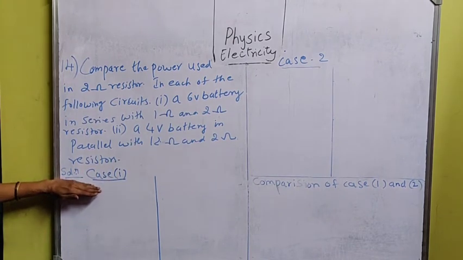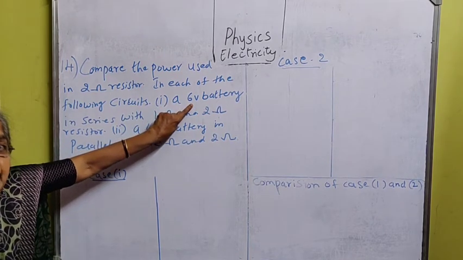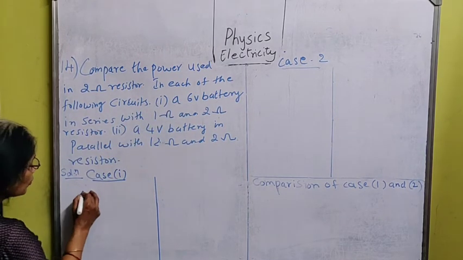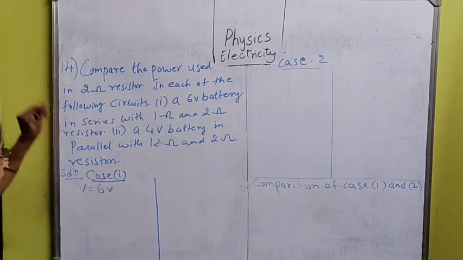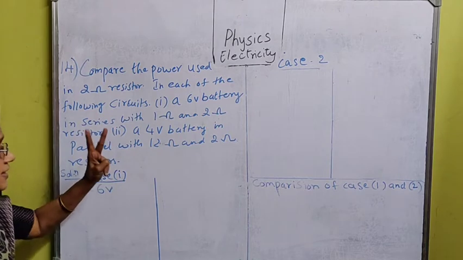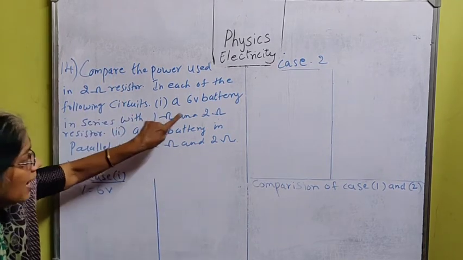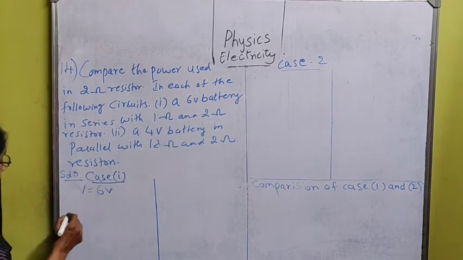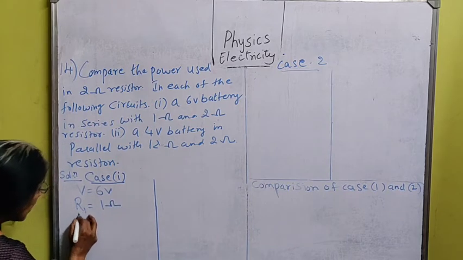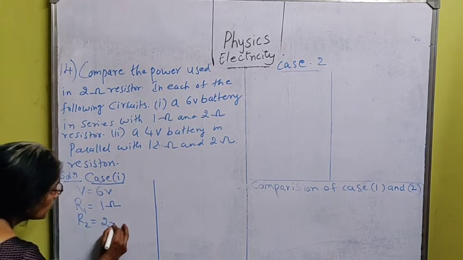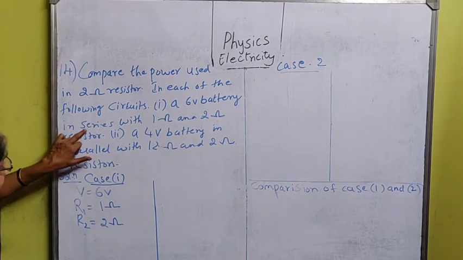So in case 1, what is given, let us see. The voltage is given. So how much is the voltage given? 6 volt. So V is equal to 6 volt. Then resistance is given. 2 resistors are there, R1 and R2. R1 is 1 ohm and R2 is 2 ohms. Both these resistors are connected in series.